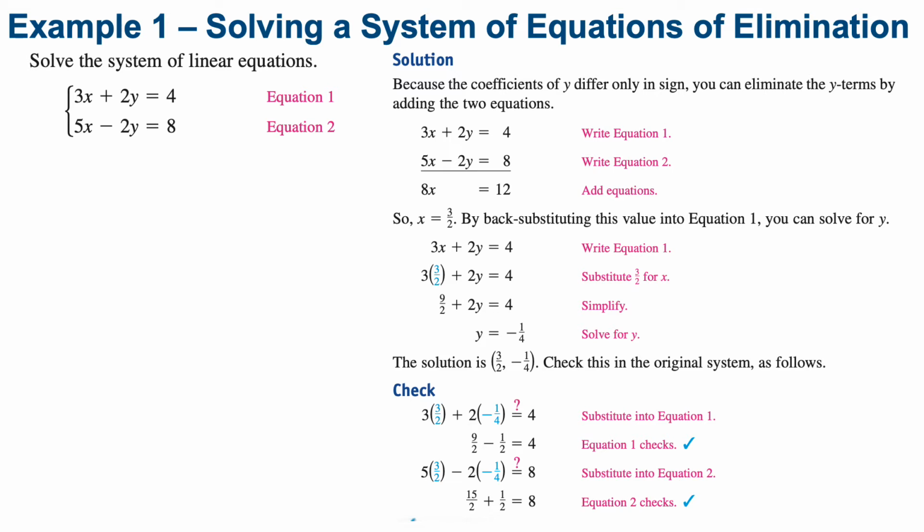So you get 8x is equal to 12, and you solve for x, you get x is equal to 3 halves. And we substitute this back into either equation and then solve for y. So let's take the top one, equation 1. 3x plus 2y is equal to 4. Plugging in 3 halves for x, we get 9 halves plus 2y is equal to 4. And then subtracting 9 halves from both sides, and then multiplying by 1/2 or dividing by 2, you get y is equal to negative 1/4. Okay, so if we plug that into the original system, you would see that it checks.